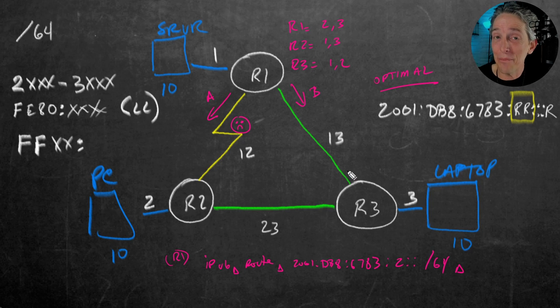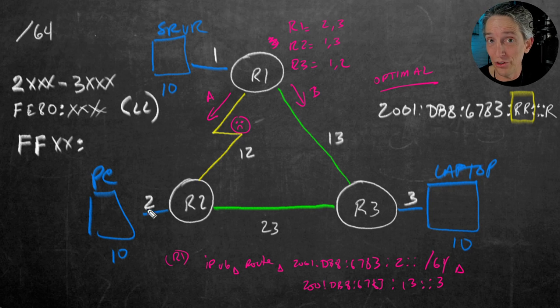And so the next hop, if we're doing it optimally, would be R3, which would be R3's address of 2001:DB8:6783:13::3, which would be R3's address. And then R3, when it receives that packet destined for the 2 network, would look in its routing table, and based on how we statically configured R3 for routing to the 2 network, it would then make a routing decision and forward it this way.